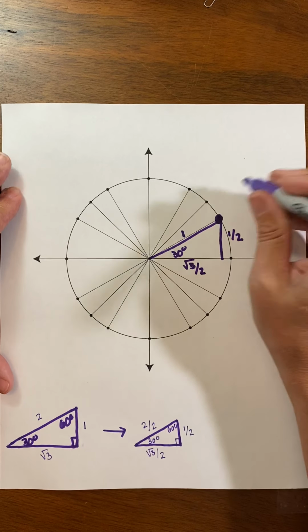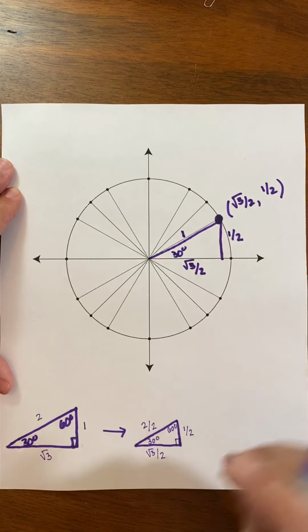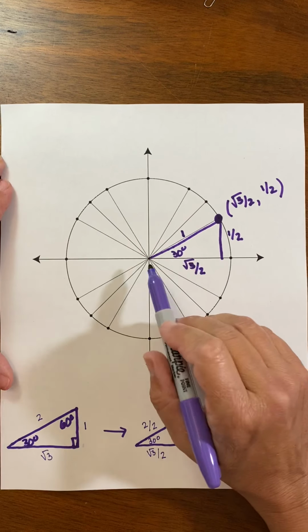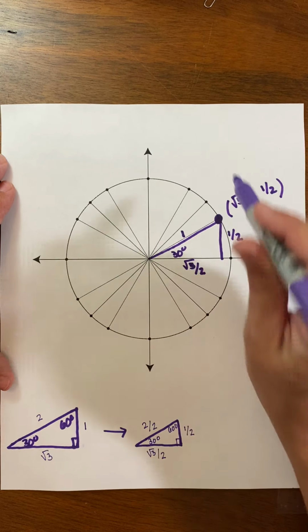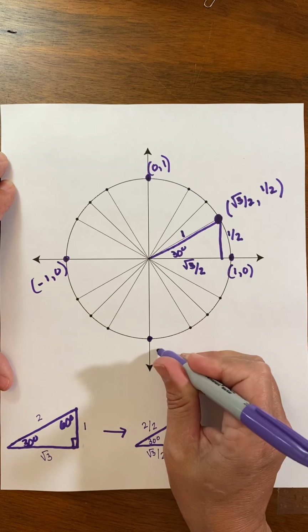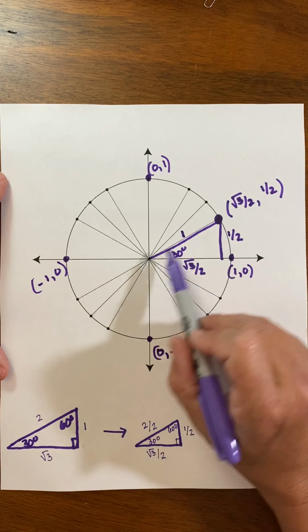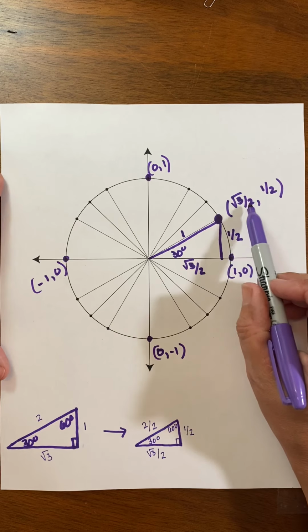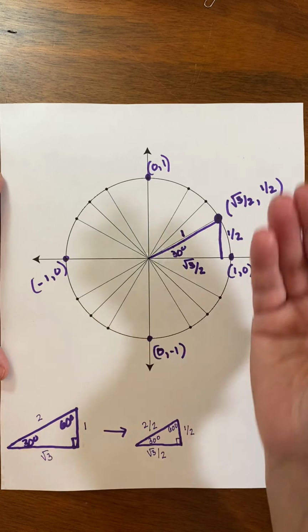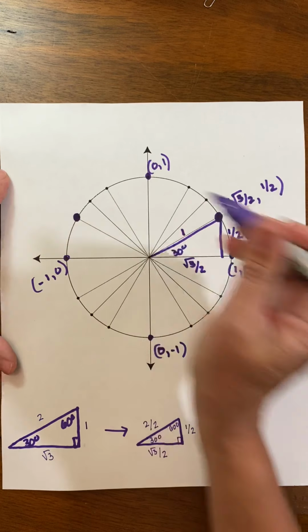So the coordinates of this point right here are square root of 3 over 2, and the y coordinate is 1 half. So for 30 degrees, where the terminal side of 30 degrees intersects the unit circle, so the unit circle, that's 1, 0, 0, 1, negative 1, 0, and 0, negative 1. All right, so 30 degrees intersects the unit circle at the coordinates of the point, square root of 3 over 2 and 1 half.